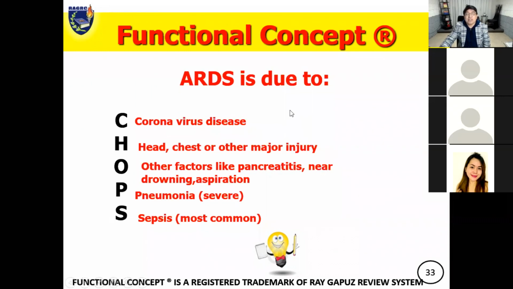Now remember, in acute lung injury, fluids would usually also accumulate in the lungs, and that could be associated with near drowning or aspiration, as well as pneumonia and sepsis. The most common among all these factors, remember the code CHOPS, would be sepsis. So let's move on.